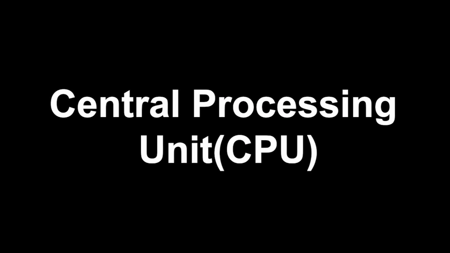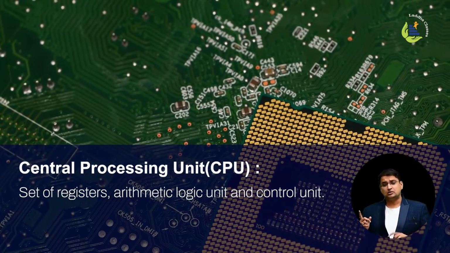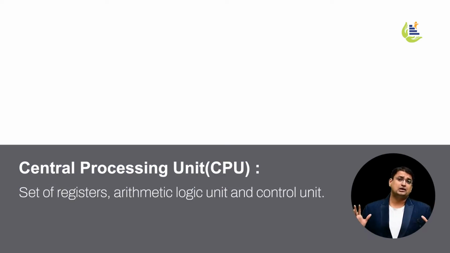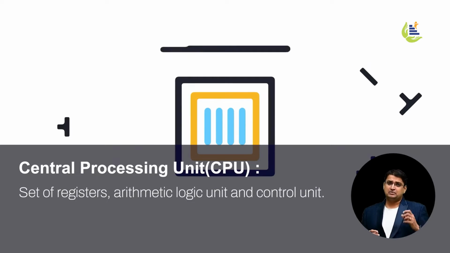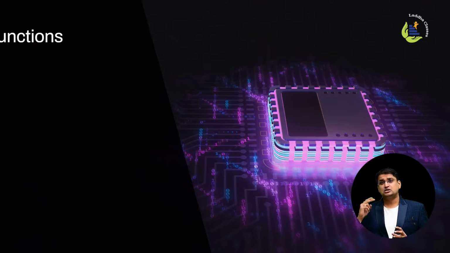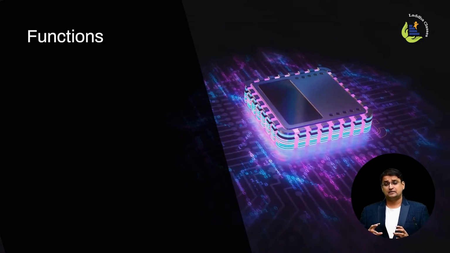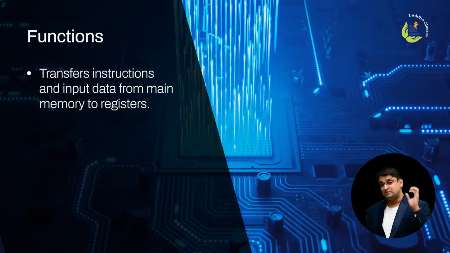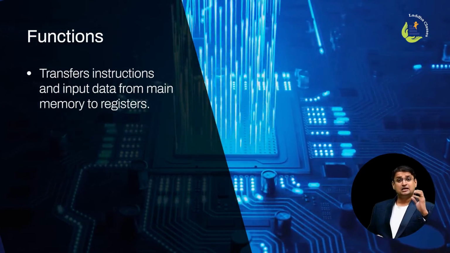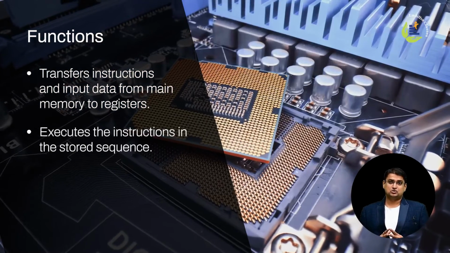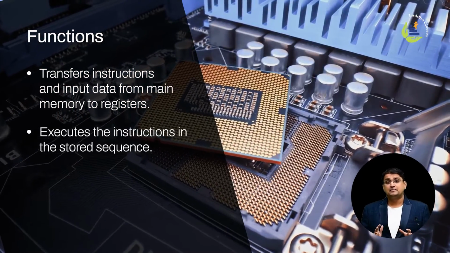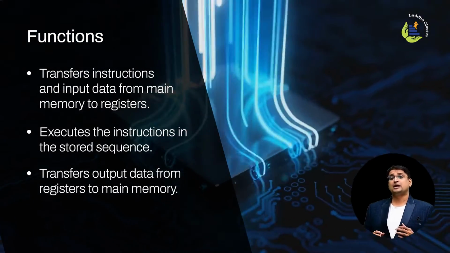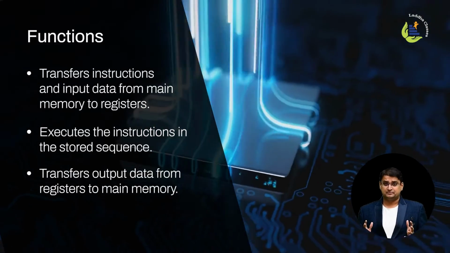Central Processing Unit, CPU. It consists of a set of registers, arithmetic logic unit and control unit which together interpret and execute instructions in assembly language. The primary functions of the CPU are as follows. The CPU transfers instructions and input data from main memory to registers, that is internal memory. The CPU executes the instructions in the stored sequence. When necessary, CPU transfers output data from registers to main memory.